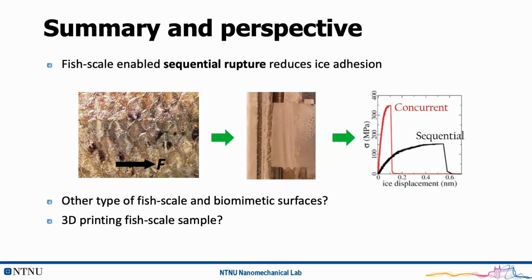Then we are very interested in other types of fish scales or biomimetic surfaces. If you have any good ideas for collaboration, you're always welcome to talk with us. Then we are also interested in using, for example, 3D printing or laser-based methods to design artificial fish scale samples and to further lower the ice adhesion. And here, if you have a good idea, also welcome for any collaboration.